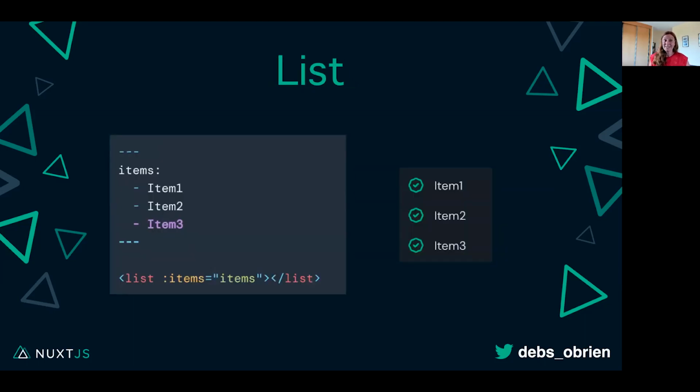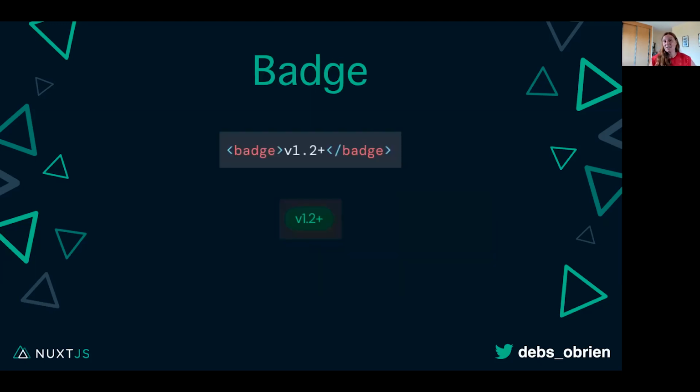List component: in the YAML you just put your items, item 1, item 2, item 3, whatever that will be, and then you use the list component where items equals items. Simple as that. And then you'll see that beautiful three ticks there with item 1, item 2, and item 3. So really cool. A badge, like I said, nice little badge, very simple component, very good for versioning. So if you want to have different documentation for different versions and state that, that's really cool.